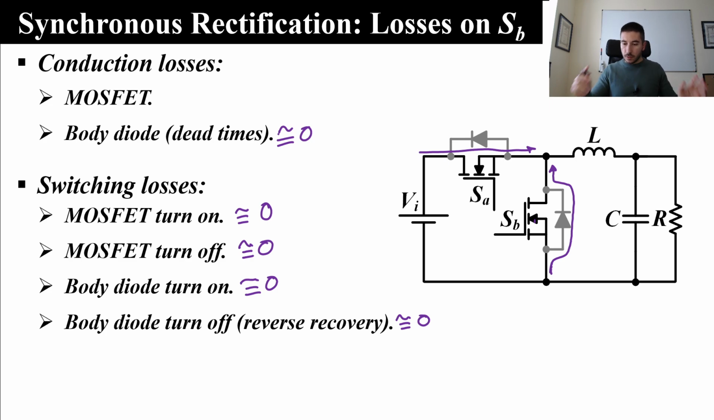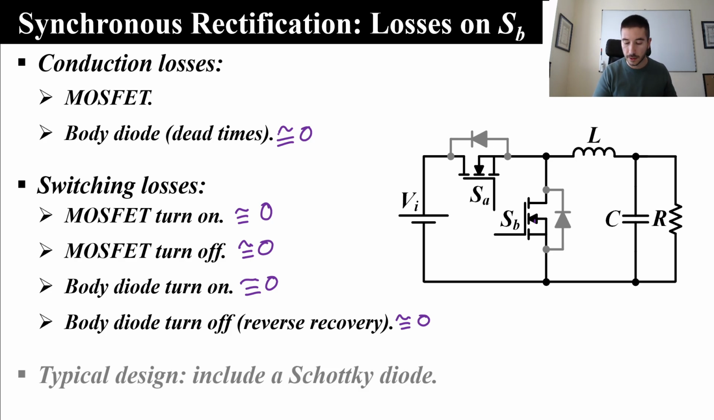Well, with this we finish the main part of this video, but I want to include a final comment taking into account this last point, the reverse recovery of the body diode. That final comment is that a typical approach to alleviate the last problem, the reverse recovery impact on the main switch, is to include a Schottky diode in parallel with MOSFET SV, something like this. This one is a Schottky diode.